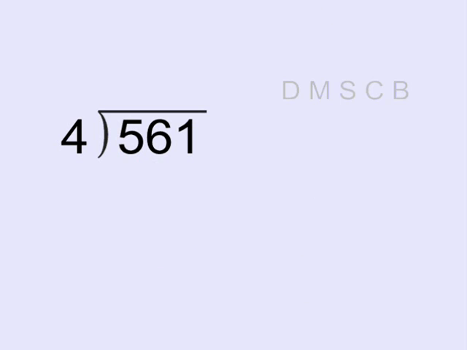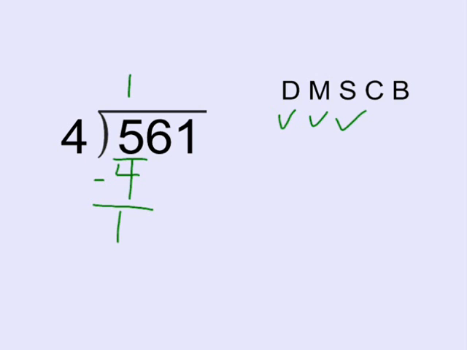561 divided by 4. Here's my checklist. 4 goes into 5 one time. Then I multiply. 1 times 4 is 4. Then I subtract. 5 minus 4 is 1. Then I check. 1 is less than 4. Then I bring down. 6 makes my new number 16. I have to keep going.